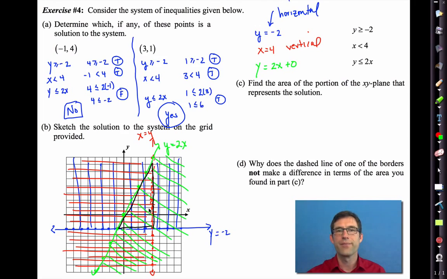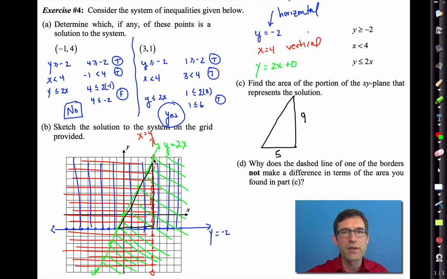Everything in there. Now, letter C asks us to find the area of the portion of the xy plane that represents the solution. Well, let me pull that little puppy out. It's a nice right triangle. We can figure out its base, 1, 2, 3, 4, 5. Figure out its height, 1, 2, 3, 4, 5, 6, 7, 8, 9. All right, so not the nicest. Well, wait a second, 9 or 10?